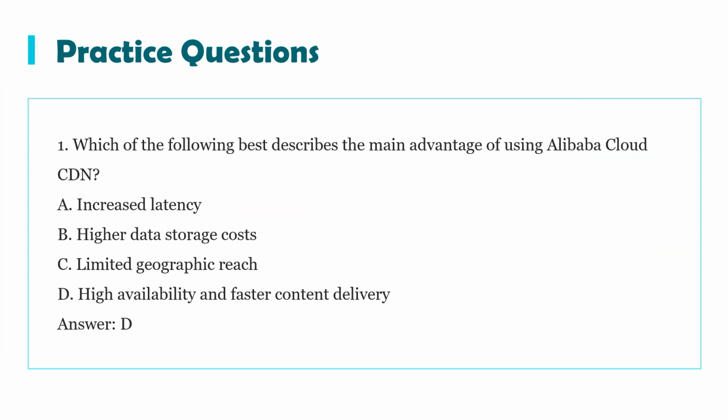1. Which of the following best describes the main advantage of using Alibaba Cloud CDN? A. Increased latency. B. Higher data storage costs. C. Limited geographic reach. D. High availability and faster content delivery. Answer: D.